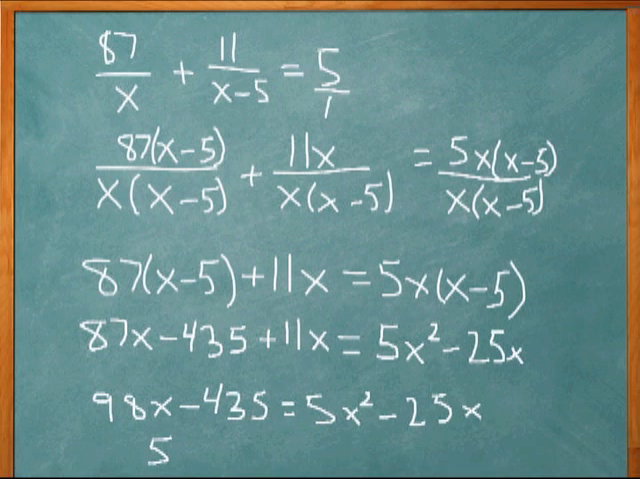Alright, so if I move everything to the same side, it's going to leave me with 5x squared. I'm going to subtract 98x from both sides. It's going to be negative 124x. With the 435 over, it's going to be plus 435 equals 0. Look here, we got an x squared term, an x term, and a constant equals 0, so we can use the quadratic formula to solve for x.